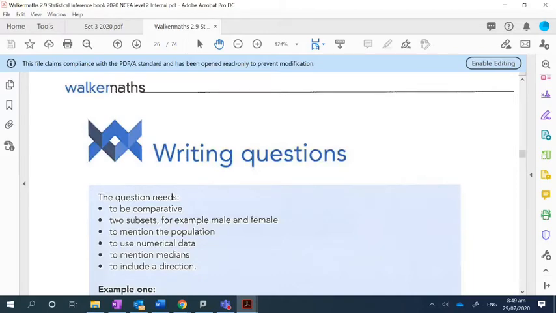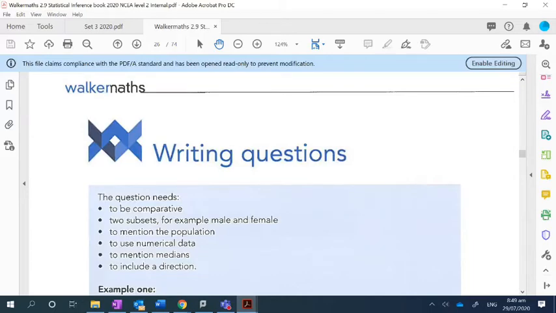Comparative means to compare, right? Two subsets. For example, you could compare male and female. So I wonder if, and you don't have to use I wonder if, you had to in the past, but now you can't. You could say, is it true that? Doesn't matter. But you could say, I wonder if male Year 12 students in New Zealand are taller than female Year 12 students in New Zealand. I just gave you a full question with almost everything in it. That's how simple these are.